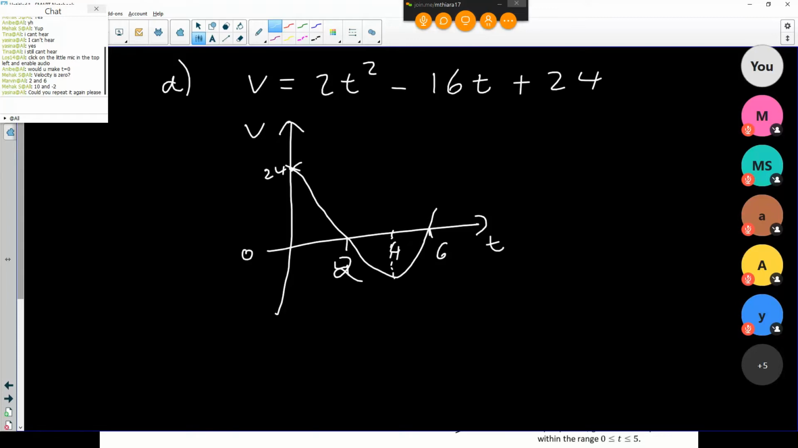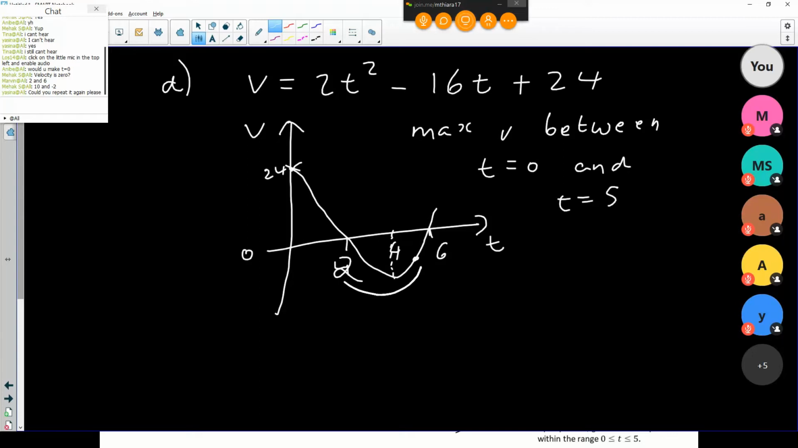The question's asking us for what's the maximum velocity between t equals 0 and t equals 5. That's what the question's asking us for. Now looking at this graph, I only need to consider the graph from here all the way up to here. Those are the only bits of the graph that I'm allowed to look at.